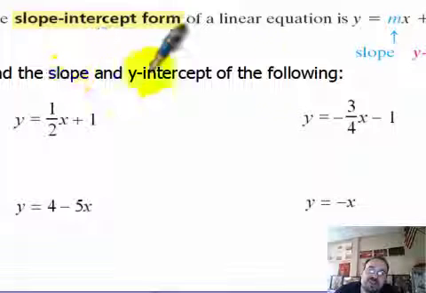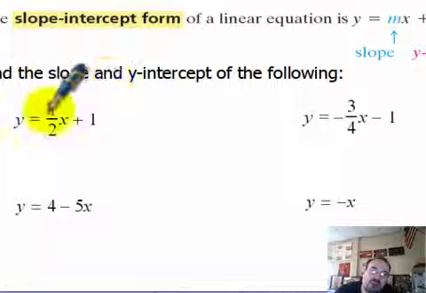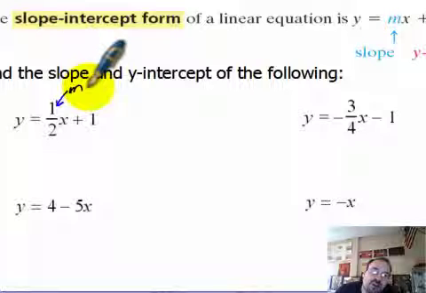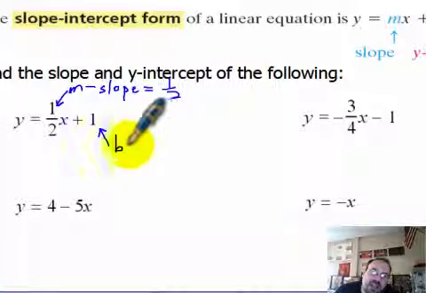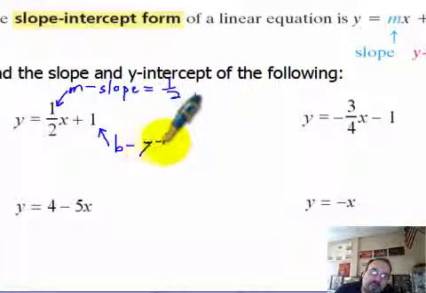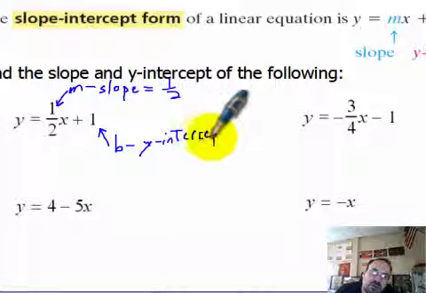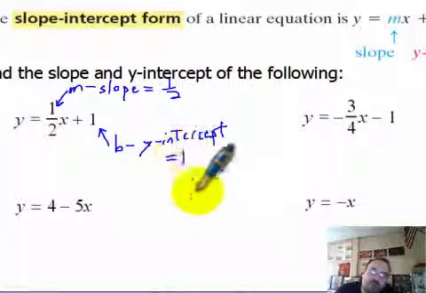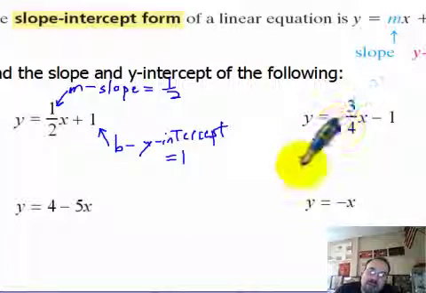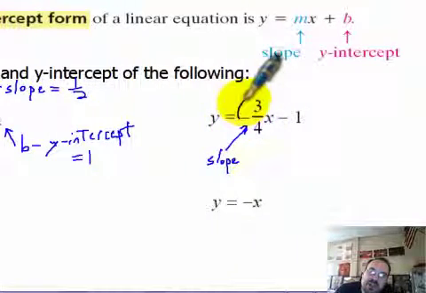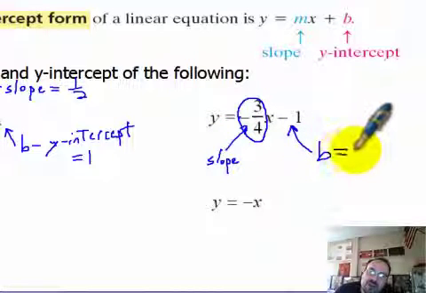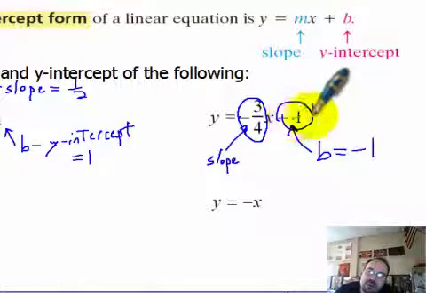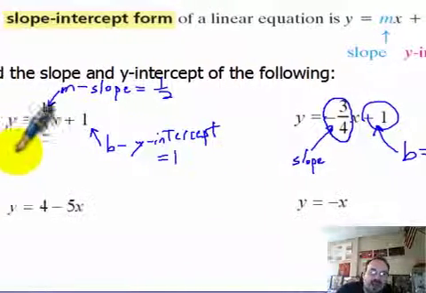So in these examples it says find the slope and the y-intercept. Well, this number is m, that's my slope, and in this case it's going to equal 1/2, and this number is b, and that's my y-intercept. And in this case, it's going to equal 1. Here, my slope, which is m, is -3/4. And here, my y-intercept, which is b, is -1. Okay, so the negative is attached to the y-intercept.